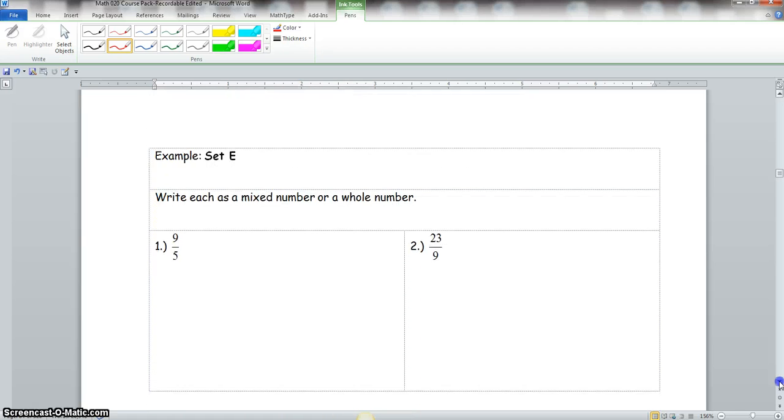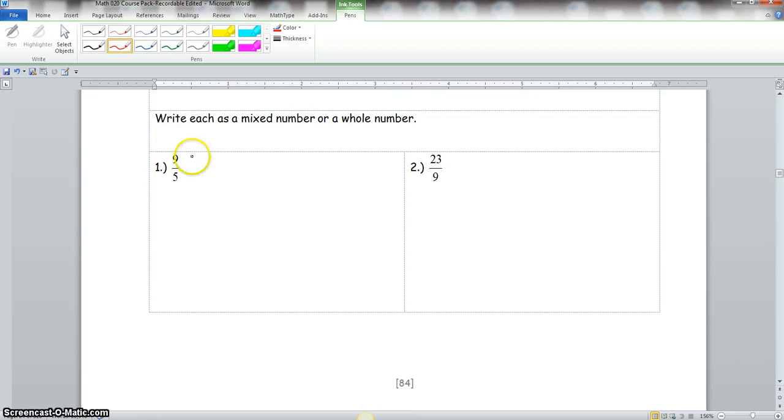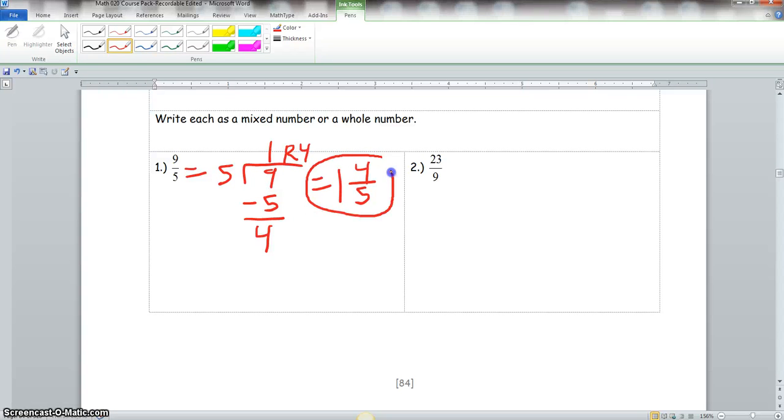Now, let's try a problem. We had 9/5. So we would take 5 into 9. 5 goes into 9 one time. 1 times 5 is 5. 9 minus 5 is 4. Now, we will have a remainder of 4. So our integer would be 1. Our denominator would stay 5. And our numerator would be the number after the remainder, which would be 4. So it'll be 1 4/5.